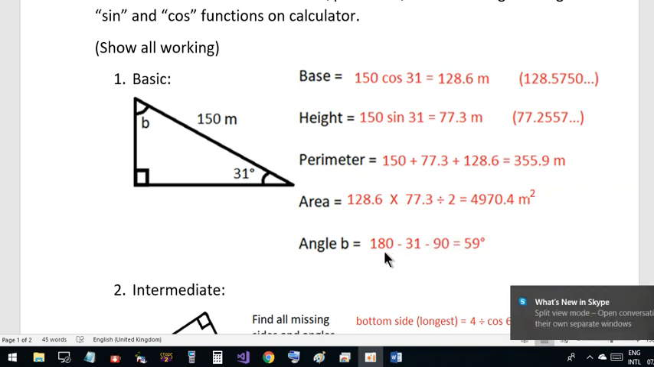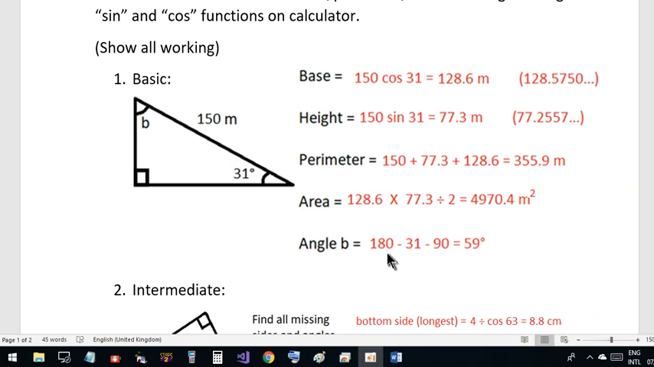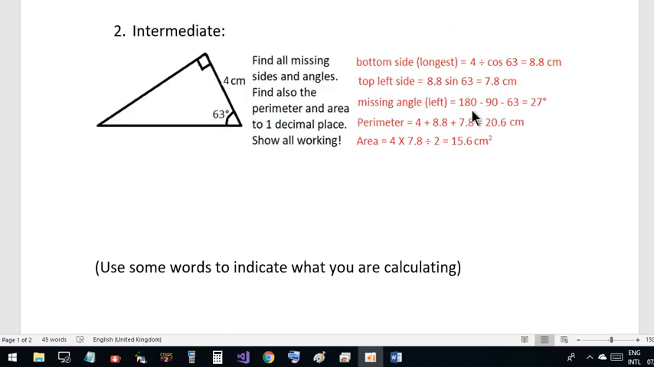Alright, so over here, I'll just work this angle out. You know that 180 degrees are inside a triangle. Now this one's 90, and that one's 31. So we can work this one out by subtracting the other ones that we already know from 180. So 180 minus 31 minus 90, and you get the answer as 59 degrees. It's the unknown angle there. Alright, let's move on to the next bit here, intermediate.